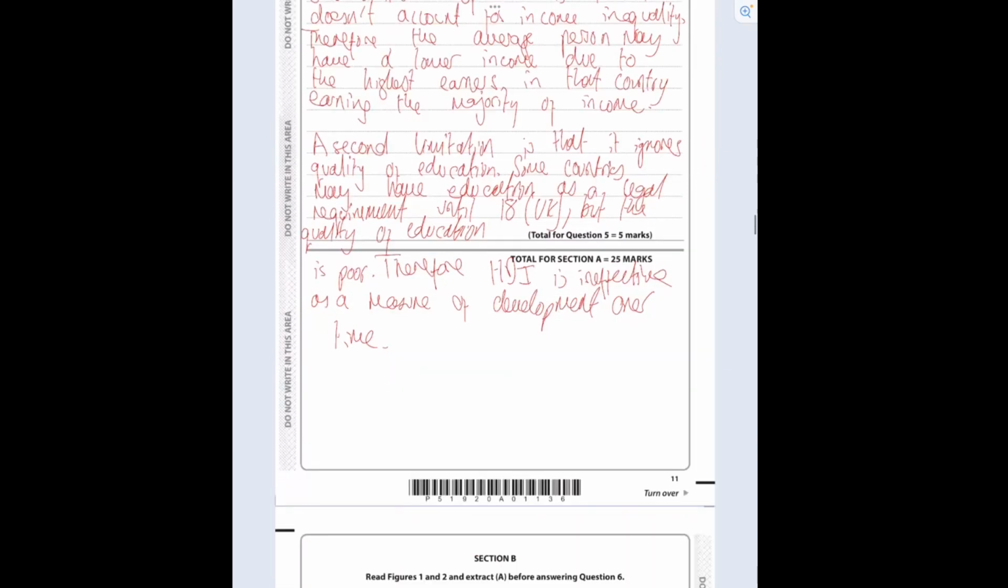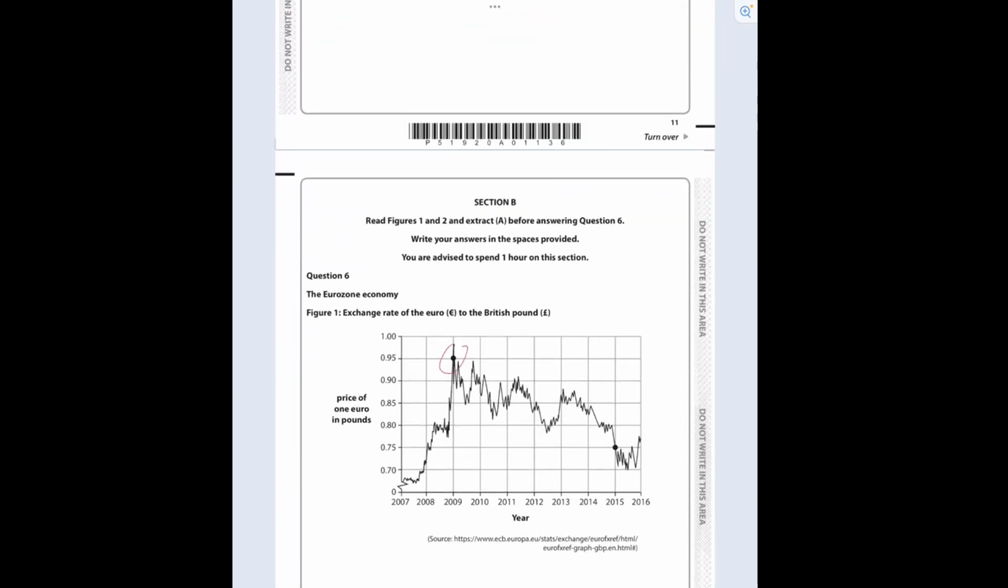All right, there we go. We're done. And here you can see a question probably about how the euro has depreciated against the pound over time. Or actually, sorry, has appreciated over time, as you can see there.